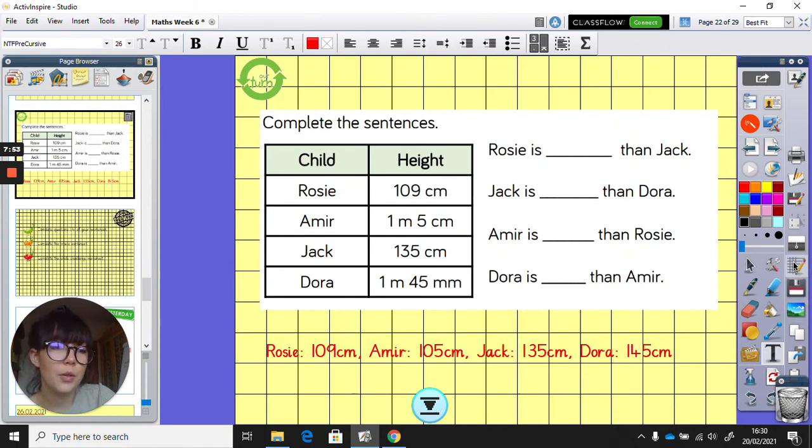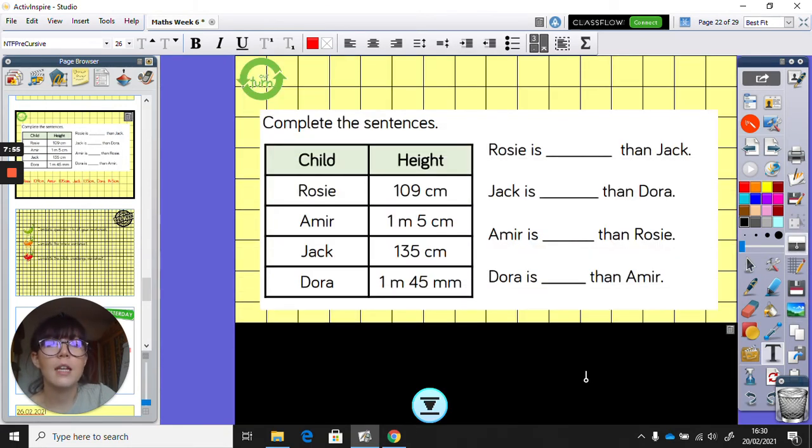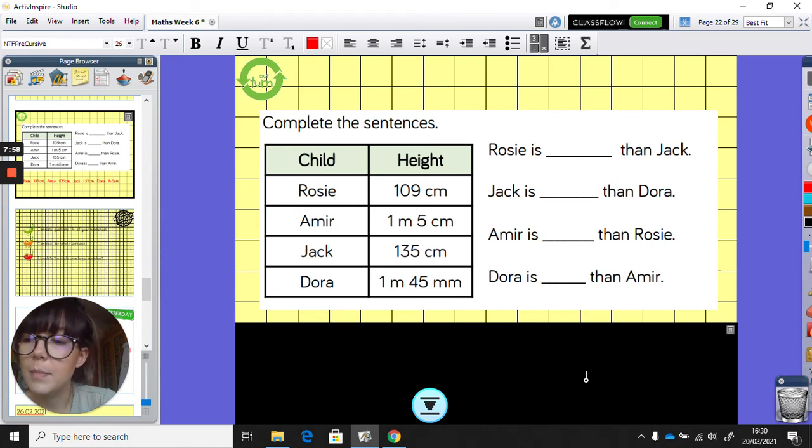With this one, what I would like you to do is have a look at this table. Now the table shows the heights of 4 different children. Some of the children's heights are in centimetres and some of the children's heights are in metres. Now you're going to need to put them in order, and you're going to need to convert first probably, convert them all into centimetres because some of them are in metres at the moment.